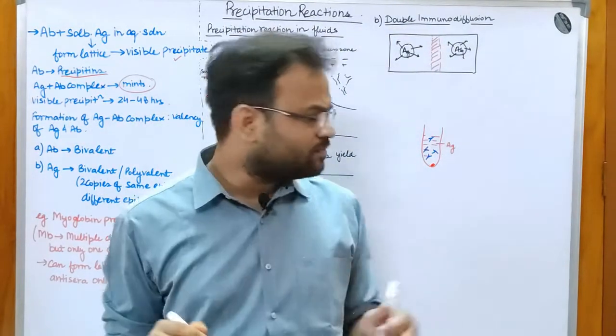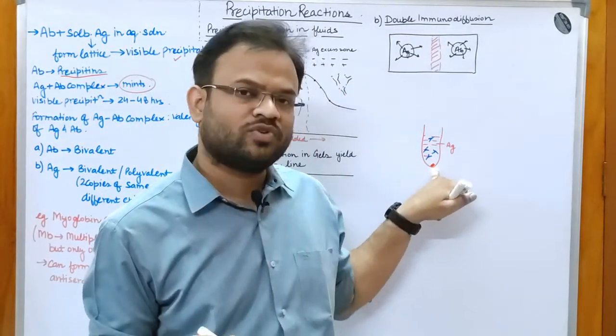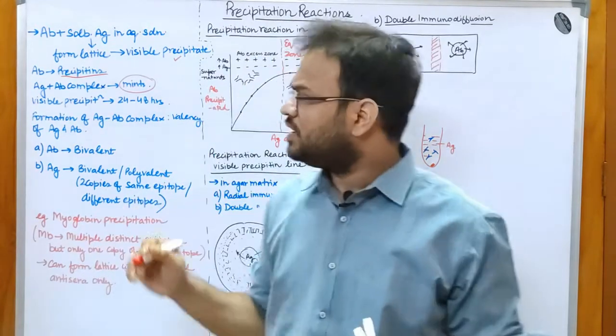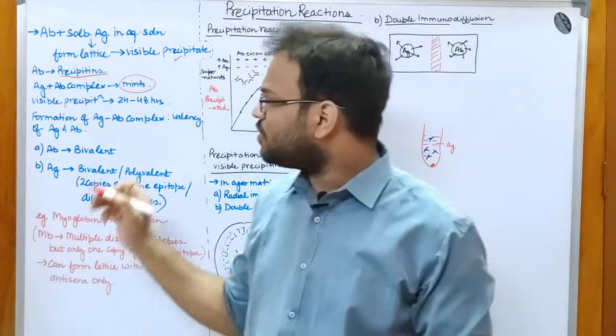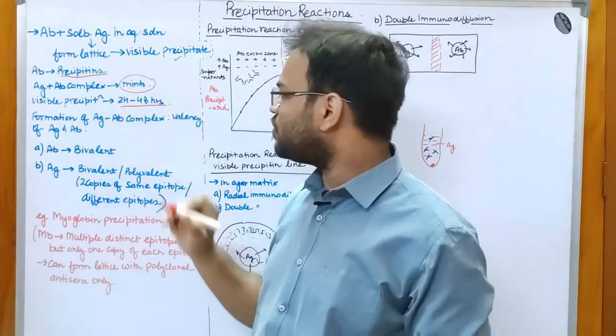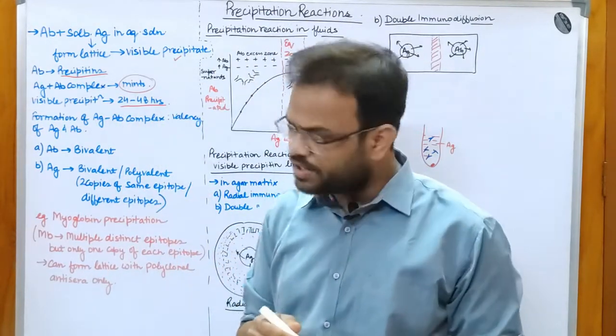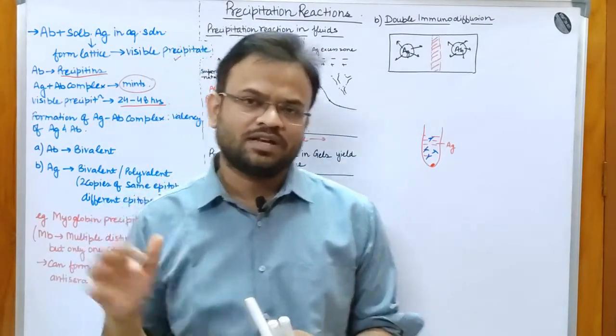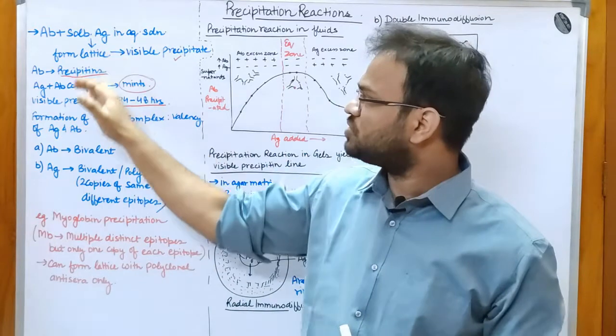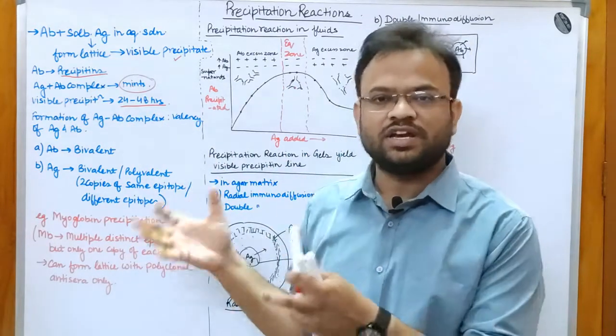But the visible precipitate that we are talking about over here, that I have drawn over here, requires a certain amount of time. And what is that time? Around 1 to 2 days. So 24 to 48 hours are required before you would be able to see the visible precipitate. So this was about the initial introduction.